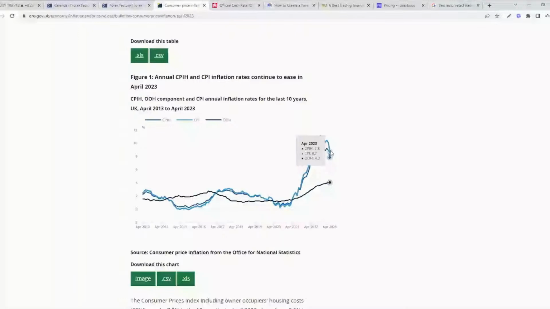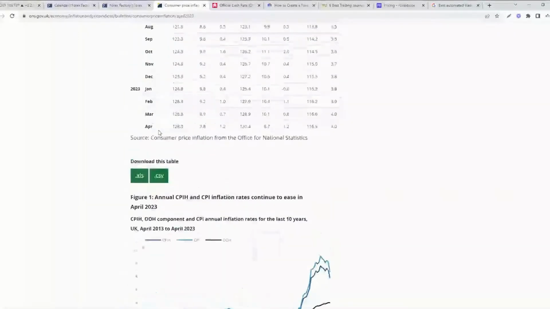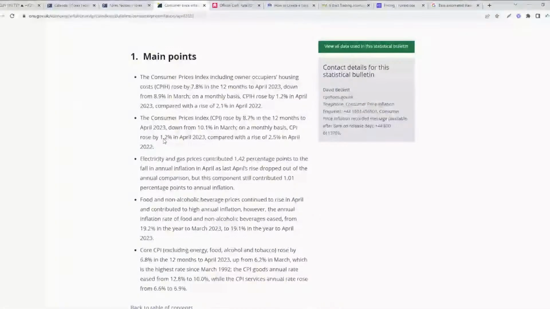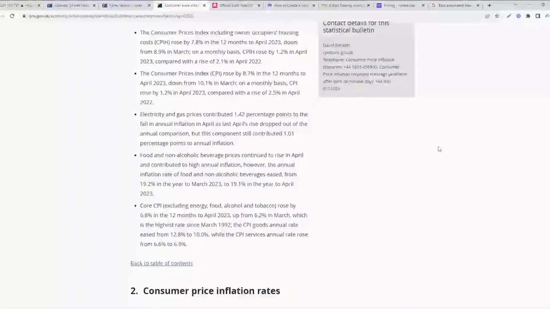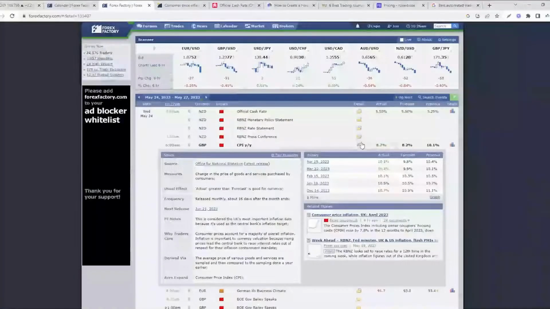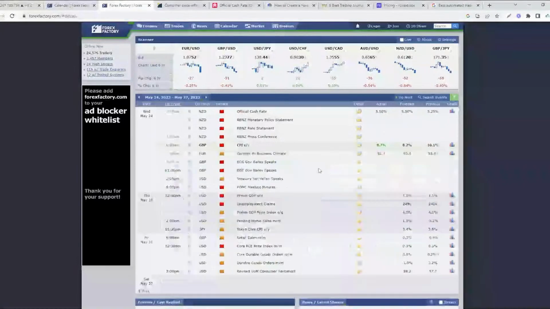As you can see here, you have the headline CPI reading, as well as the CPIH, which is CPI that includes housing costs, and you also have the core CPI reading as well. This is how you can use Forex Factory to find out about what's happening.